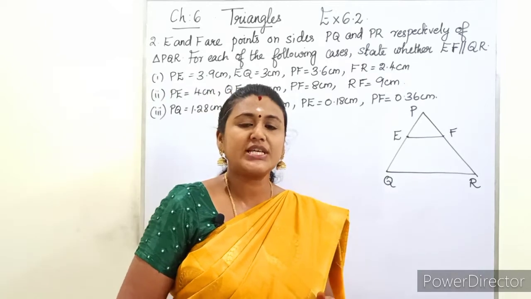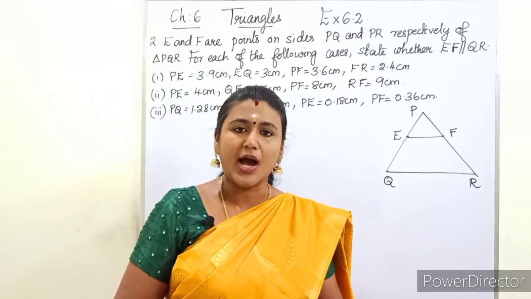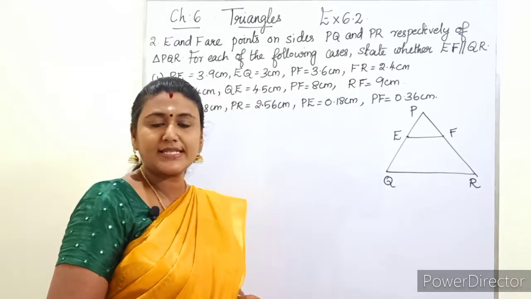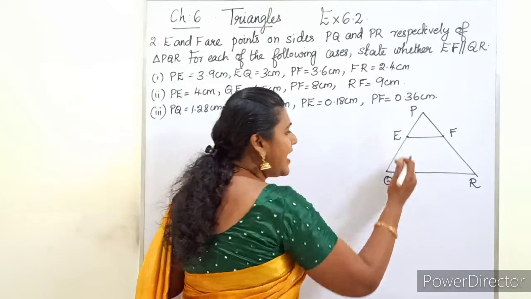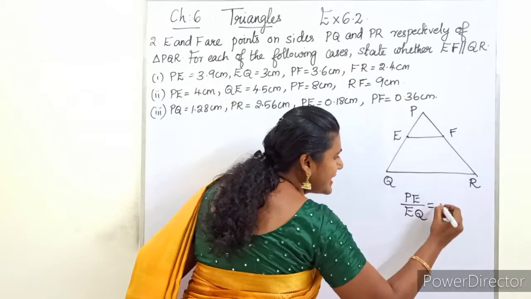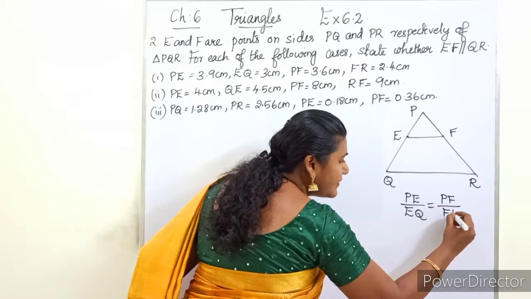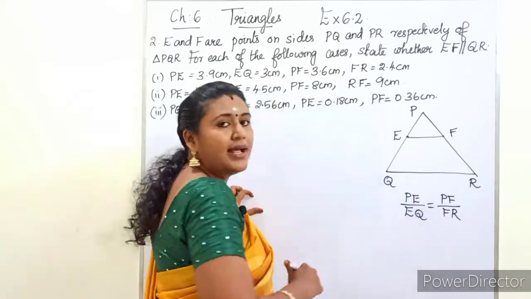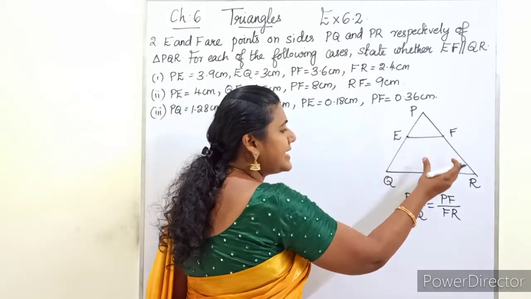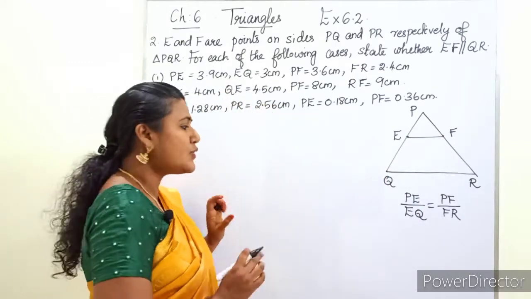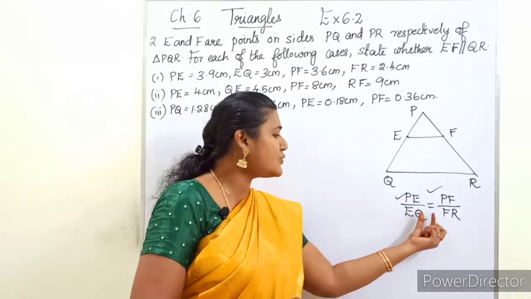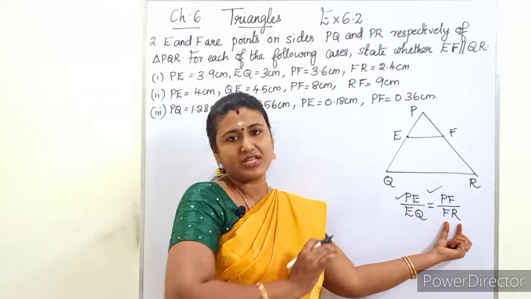If you want to check whether two lines are parallel or not, we have to use the converse of the basic proportionality theorem. So what is the converse of the basic proportionality theorem? If we have the ratios PE by EQ and similarly PF by FR, and these two ratios are equal, then by the converse of the basic proportionality theorem, we can say that line EF is parallel to QR. So we are going to check whether these two ratios are equal in each of these three questions.